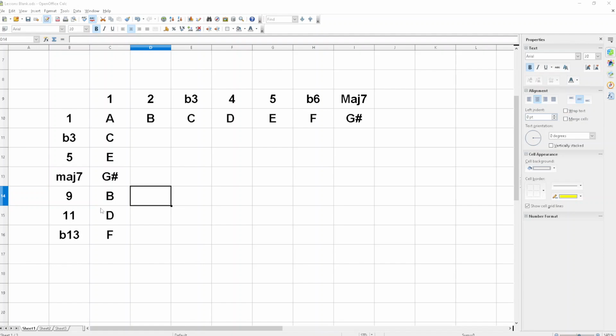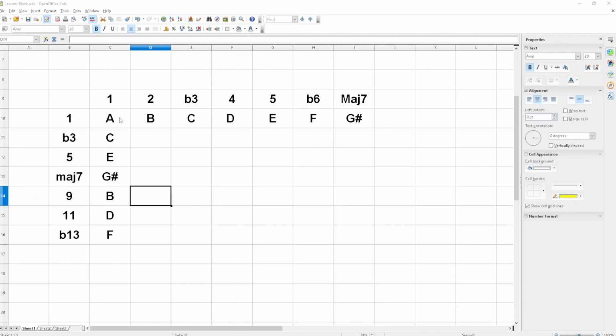Here is the vertical structure. So you have 1, flat 3, 5, major 7. In this case, we'll look at the upper structure also in the extensions, where we have a 9, so the B note. We have an 11, the 4th, and we have a flat 13, the F.